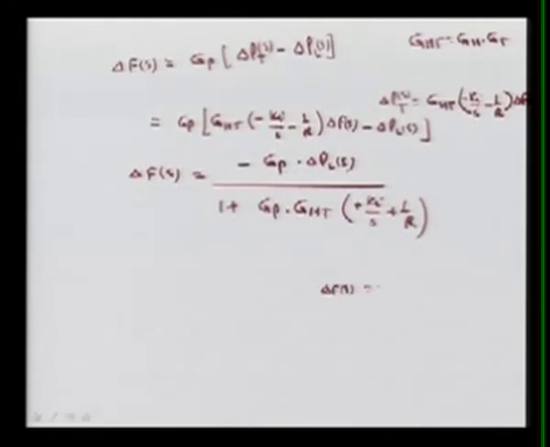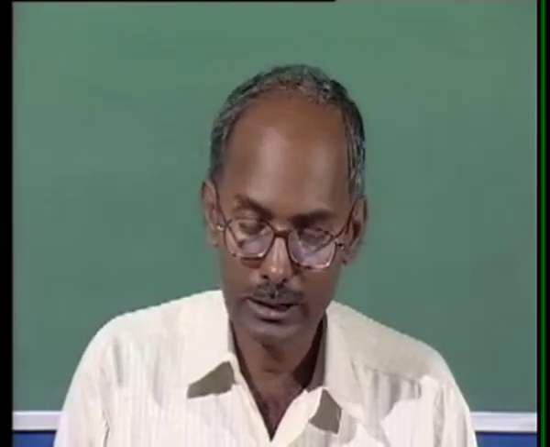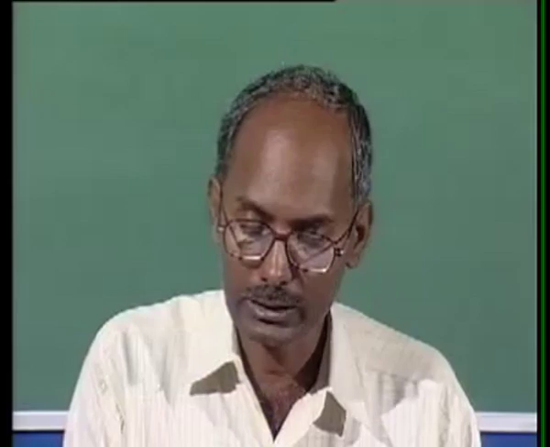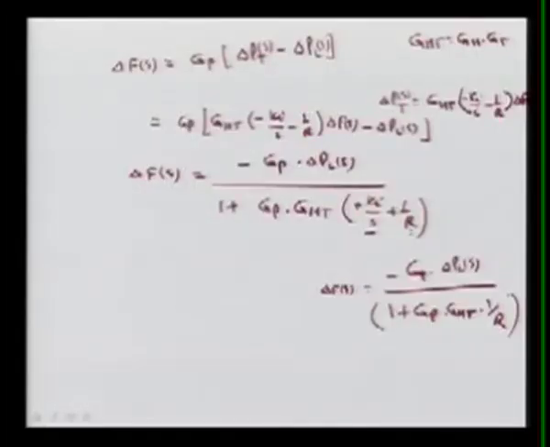Yes, it is nothing but minus Gp into change in PL divided by 1 plus Gp into GST and into 1 over R. So we were getting this. Now this 1 over R is added with another factor here. This was the case when there was no integrator. In this case we have used the integrator, and then it is coming along with this 1 over R term, and then we have to see the steady state response for this.